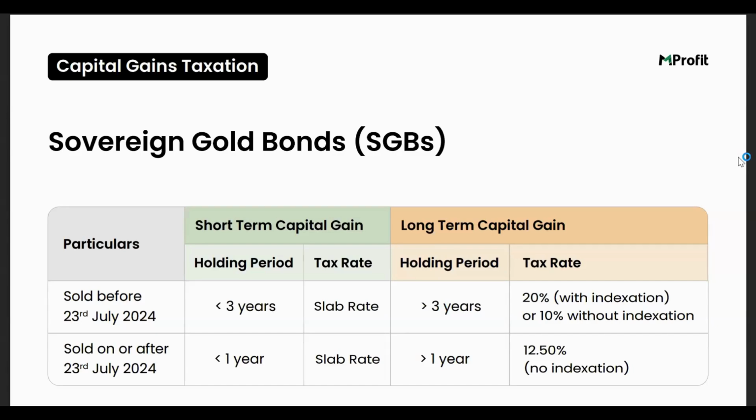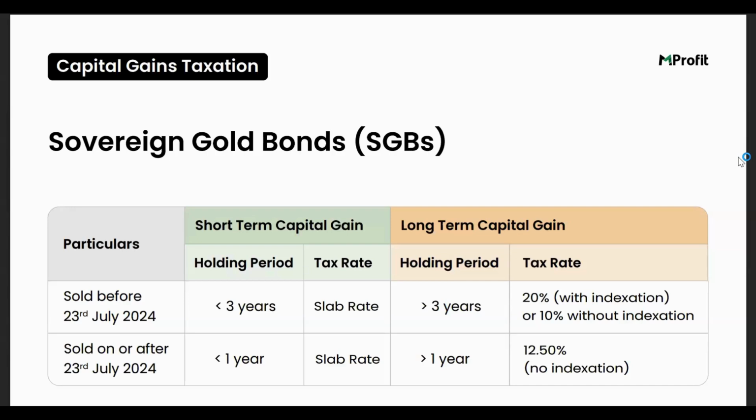In this case, the holding period has now changed to only 1 year. That is, if you are selling the SGBs within 1 year from the date of purchase, it will be classified as short term, and that gain will be added to your total income to be taxed as per your income tax slab rates. If you are selling the SGBs post completion of 1 year, it will be classified as long term, and the tax rate will be 12.5% with no indexation benefit available at all.